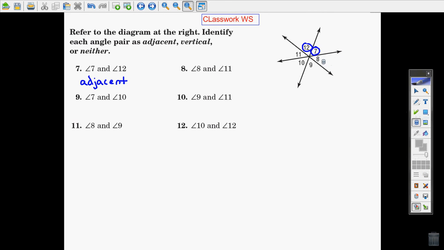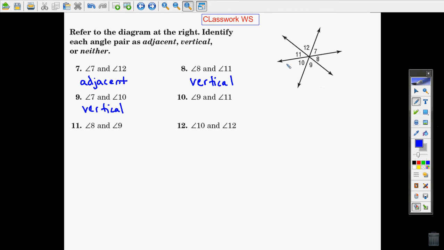Next up, we've got 8 and 11. Now, if we look at 8 and 11, those appear to be right across from each other. Angles that are opposite of each other are called vertical angles. We don't know the measure of 8 and 11, but we do know that 8 and 11 have the same measure. Moving on with 7 and 10. 7 and 10 are also vertical. There's 7 and 10. These are also vertical angles. They are directly across from each other.